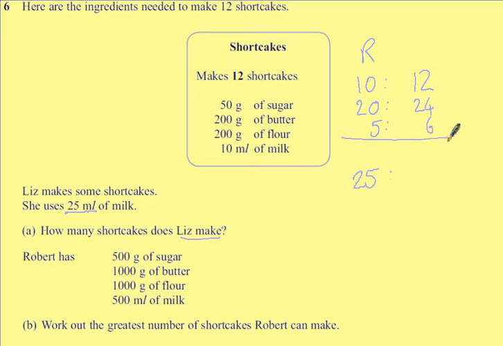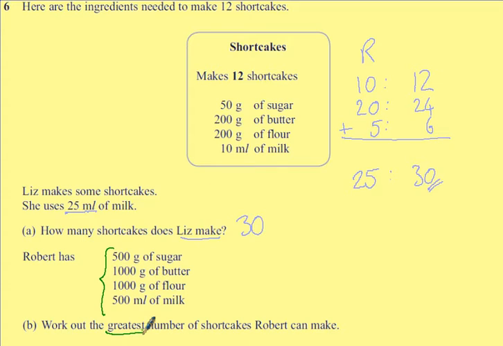And now I can add these two answers together. 20 plus 5 gives me 25, and 24 plus 6 gives me 30 shortcakes. So I know that my answer here is going to be 30. In the second part of this question, I'm told about Robert, who has a set number of ingredients available to him, and we want to work out the greatest number of shortcakes he could make.